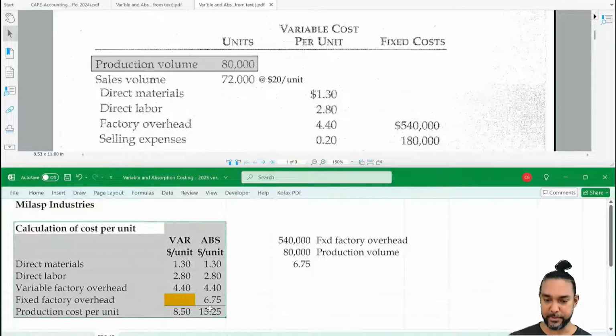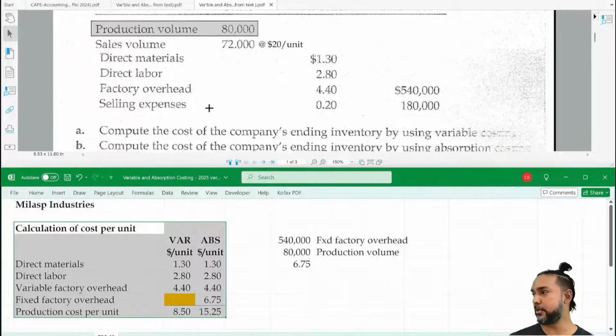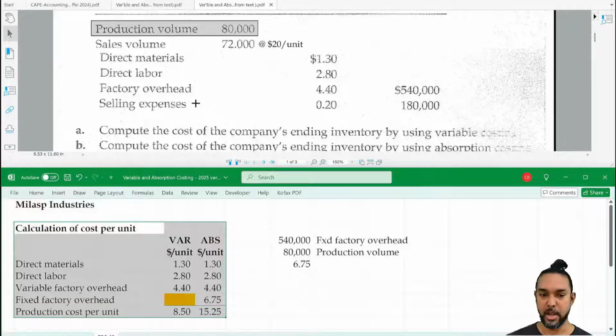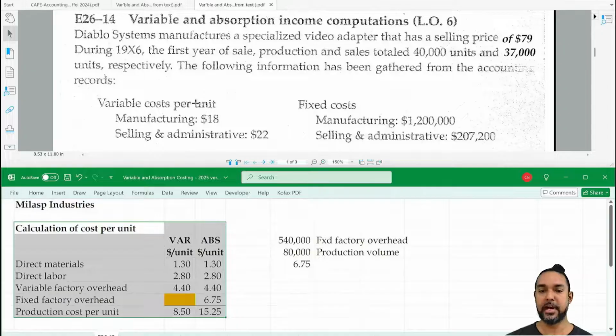So we have the cost per unit in variable and absorption costing. Okay, so we're going again, and after Milsap, we have Diablo. Right, so Diablo Systems manufactures a specialized video adapter.